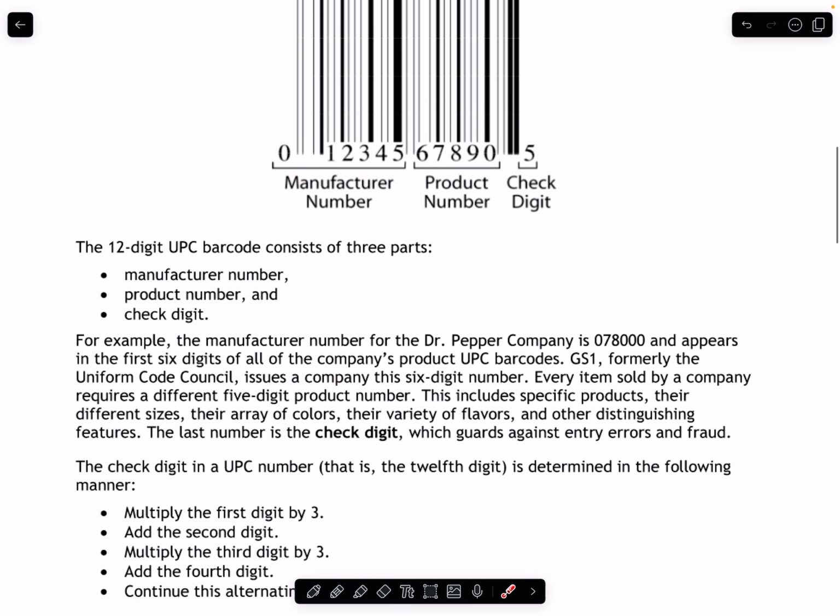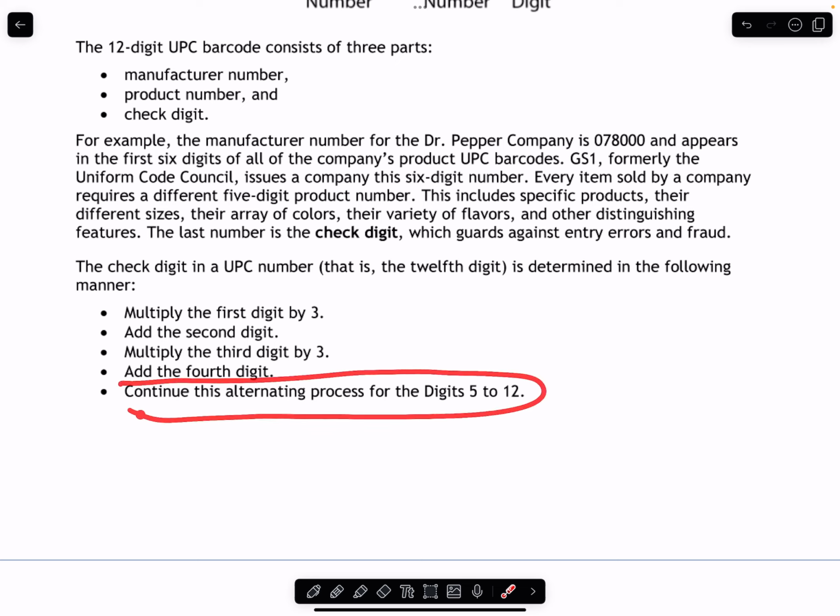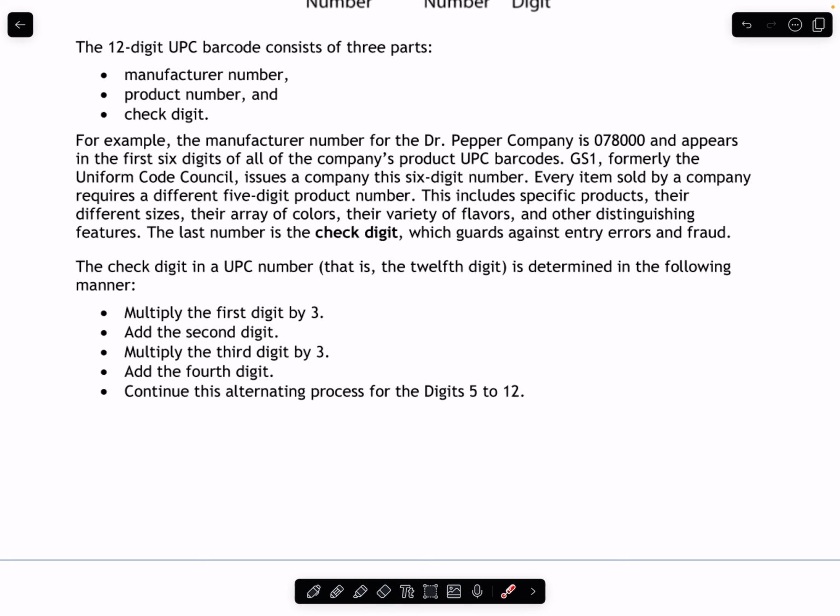Here's the process. You multiply the first digit by 3, then you add the second digit as it is, then you multiply the third digit by 3, and then you add the fourth digit as it is, and then you continue the process until the final 12 digits have been processed.